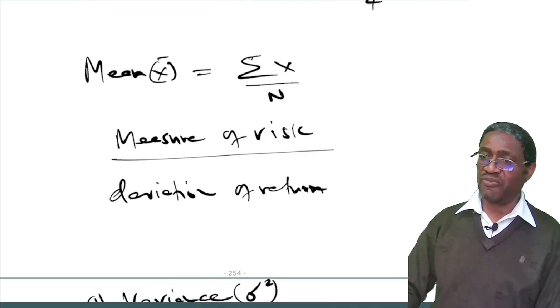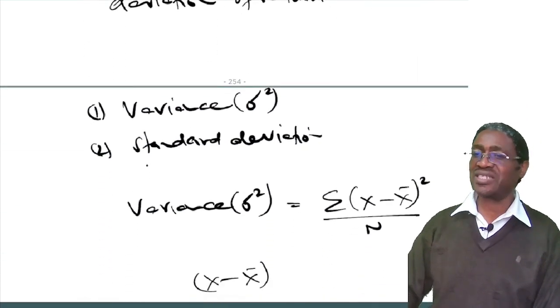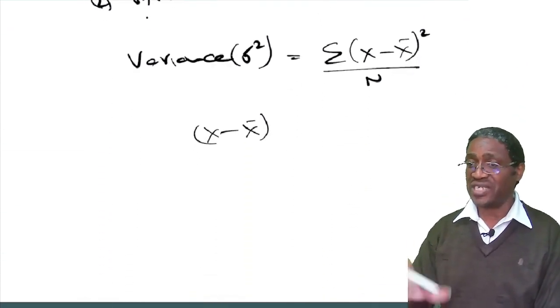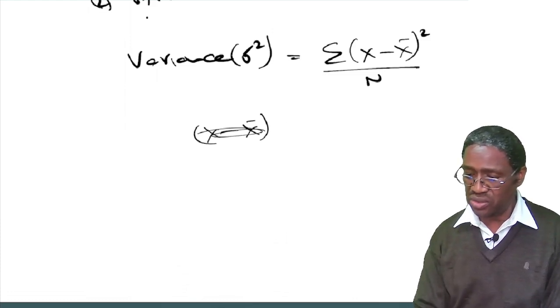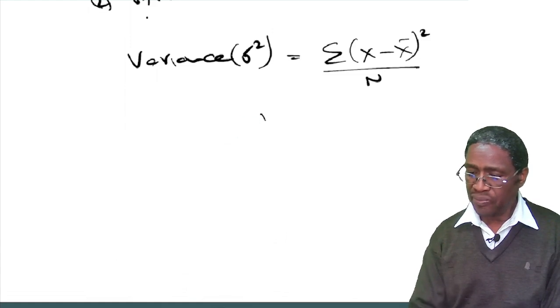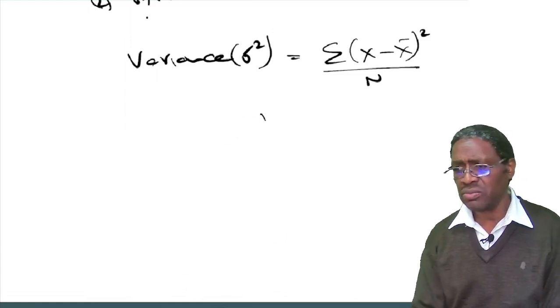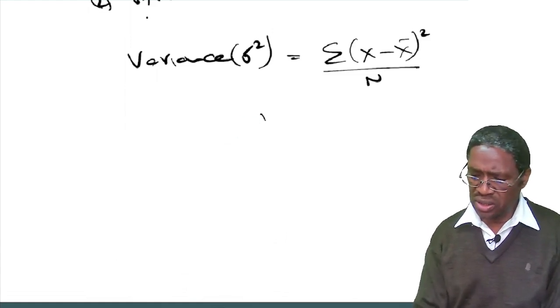Let me put it in the form of a table now to get the variance. I first get the deviations. Listen, I first get the deviation. This is the year.